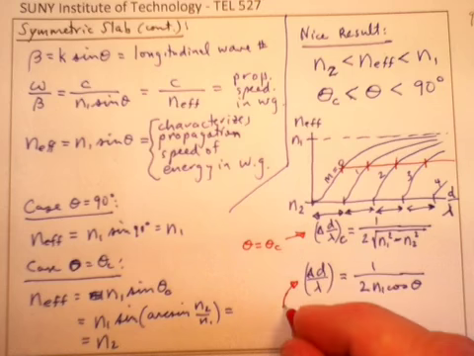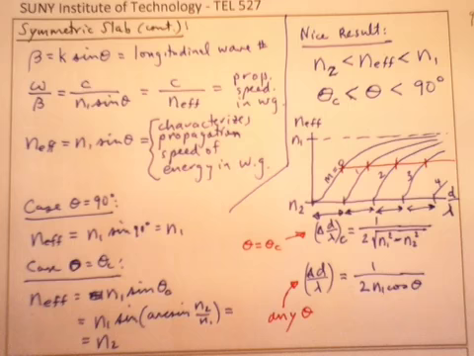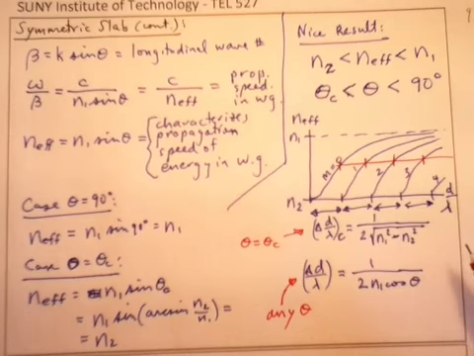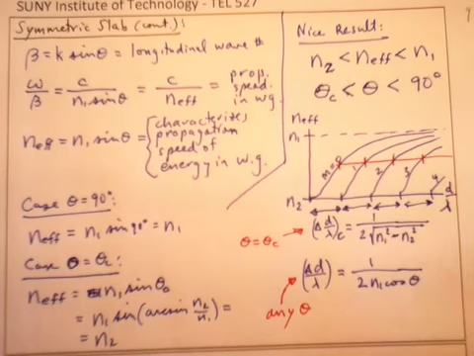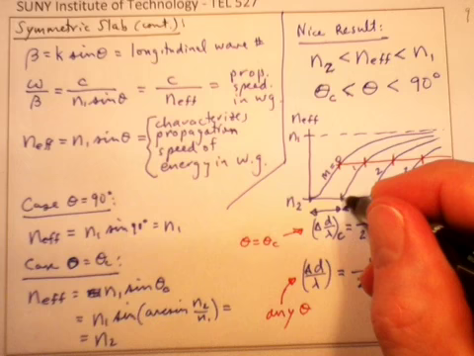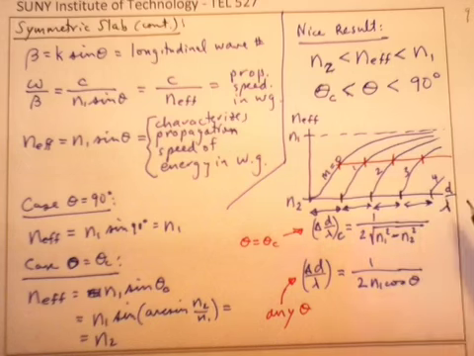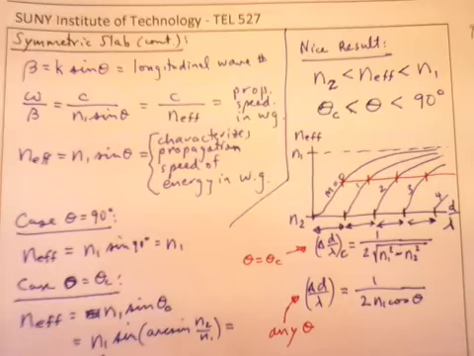Okay? So this is the final result that we get on our slab waveguide, and I think I've given you all of the essential ingredients. These values of d by lambda are called the cutoffs. And what I'll do now is explain a little bit about mode cutoffs and mode confinement.